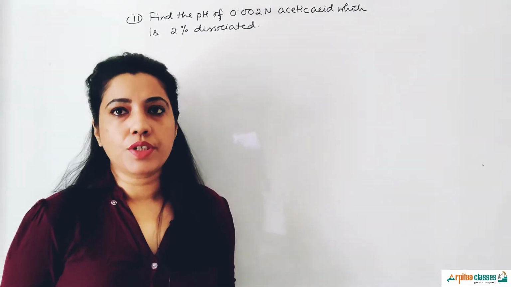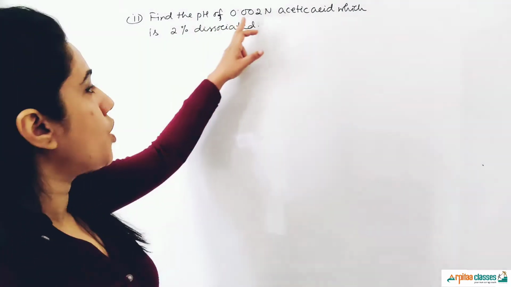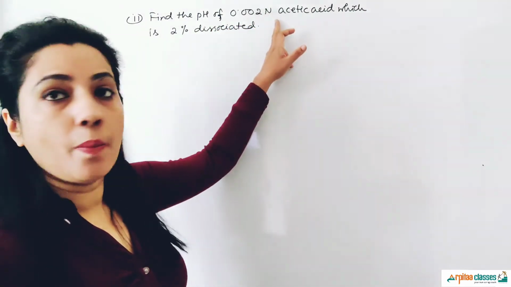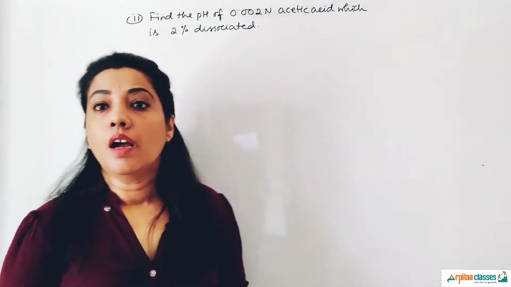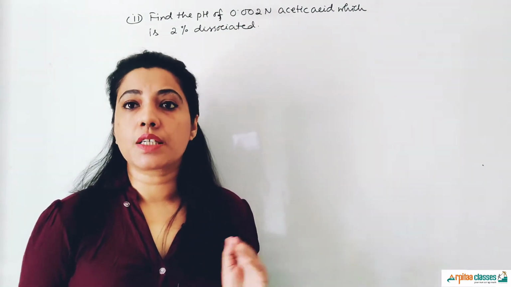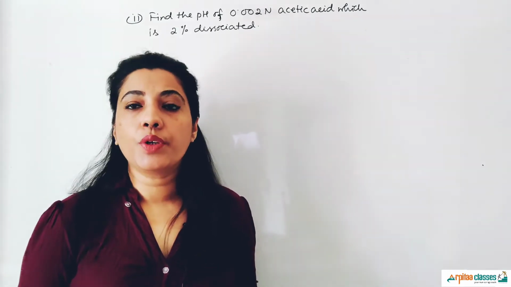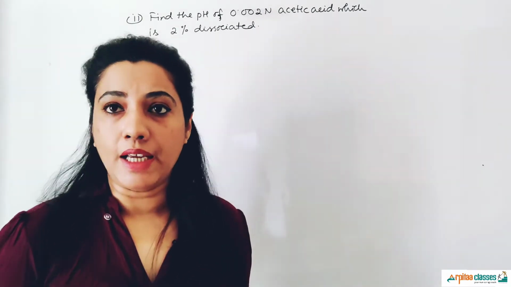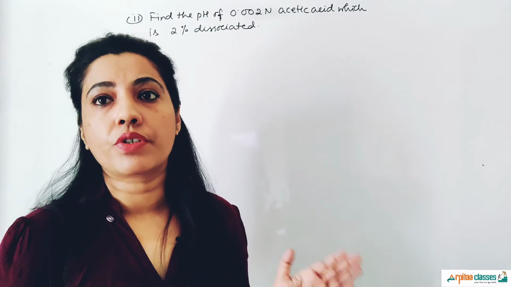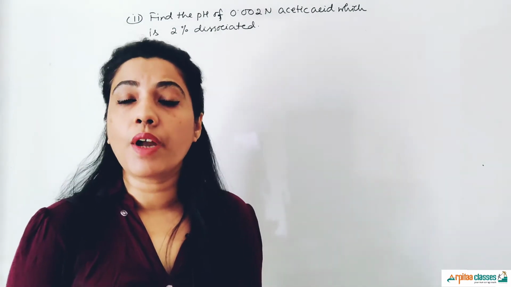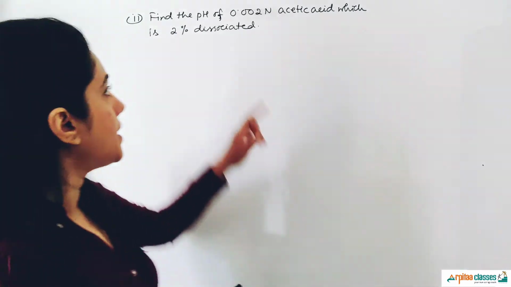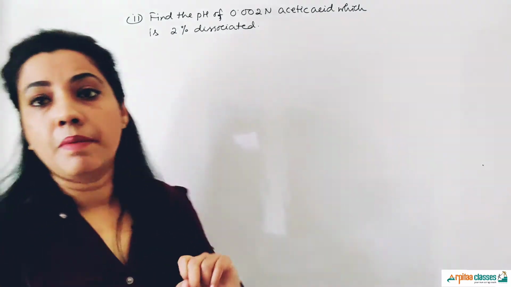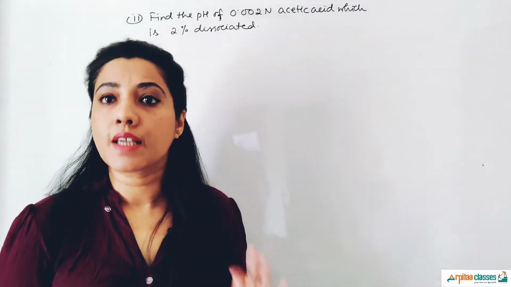Let us see the next question. We need to find out the pH of 0.002 normal acetic acid, which is 2% dissociated. First of all, here the concentration is given in normality. I told you for the calculation of pH, we have to always get the concentration in molarity. So first of all, we have to convert the concentration into molarity. Secondly, it is given 2% dissociated, meaning the value of alpha is given here.